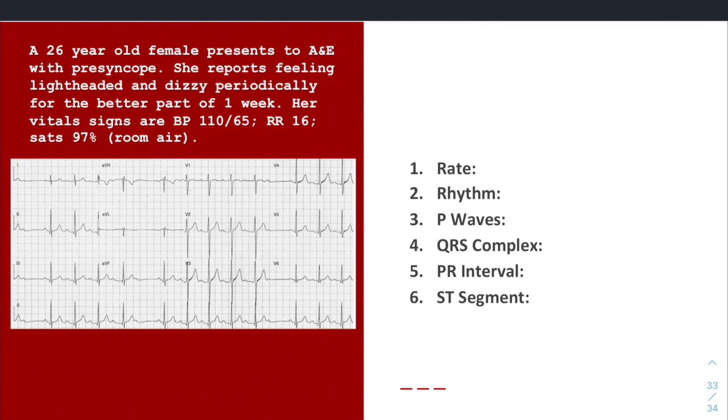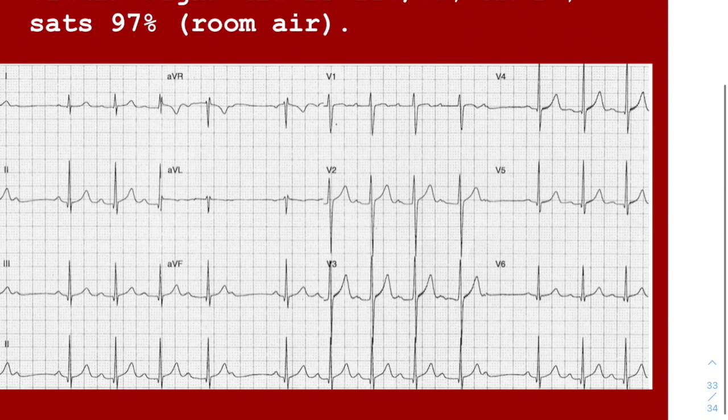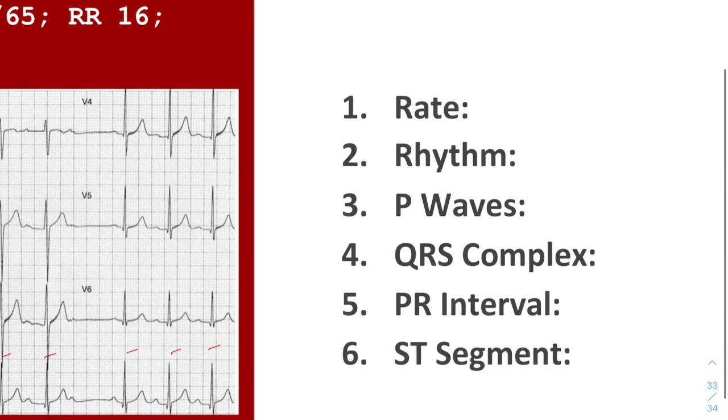Again, use the 6-step method: rate, rhythm, P wave, QRS, PR interval, ST segment. So what is the rate here? Let's use the 10-second method from the jump and just count how many R peaks we have. 1, 2, 3, 4, 5, 6, 7, 8, 9, 10, 11, 12. We have 12 R peaks, and we're going to multiply that by 6 for our rate. That gives us about 72 beats per minute, which I'm happy with.